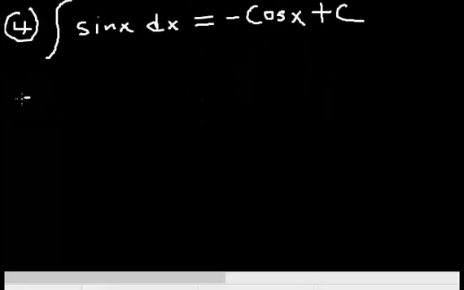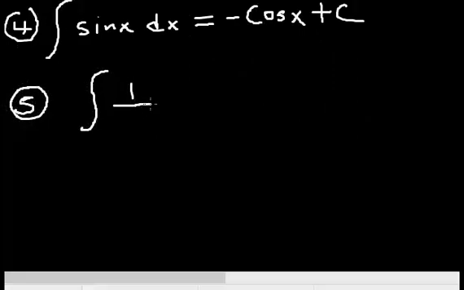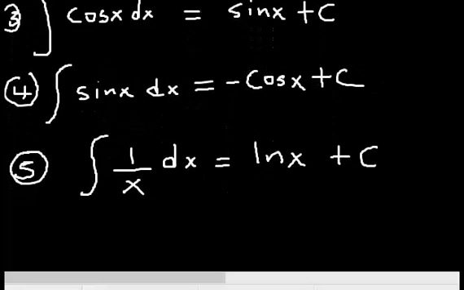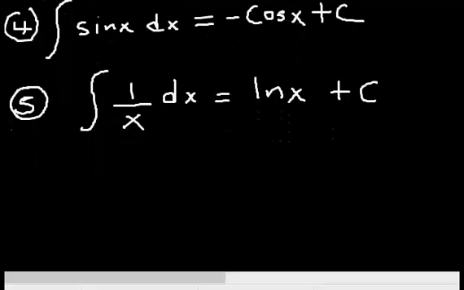All right, then number 5, let's look at the integral of, this time around, 1 over x with respect to x. In this case we are going to have ln x plus c. Remember, the derivative of ln x is 1 over x. Now the integral of 1 over x would not be ln x. I hope that is well understood.